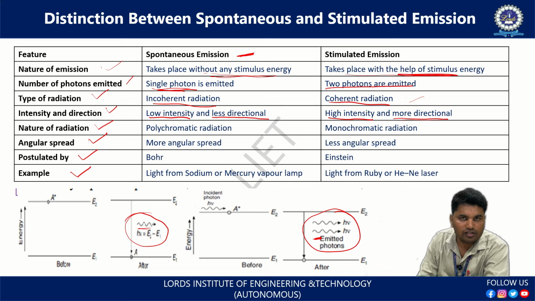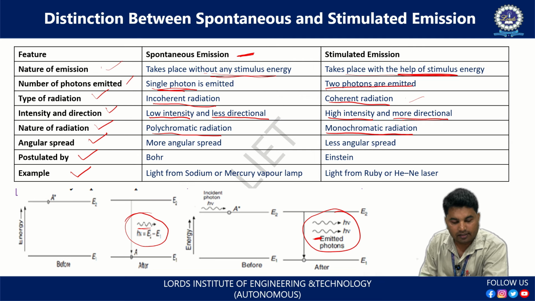Let's see the nature of radiation. In case of spontaneous emission, it is polychromatic radiation, whereas in case of stimulated emission, it is monochromatic radiation. So, for example, we can take a mercury or sodium light. The light which is incident from them is polychromatic in nature, whereas the light which is observed from the laser light is monochromatic in nature because of a single wavelength.